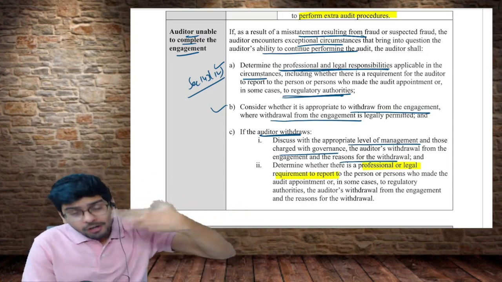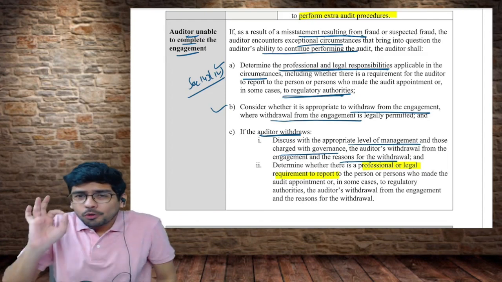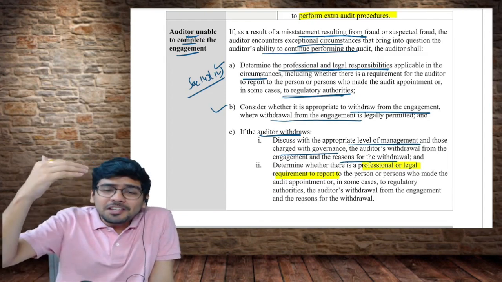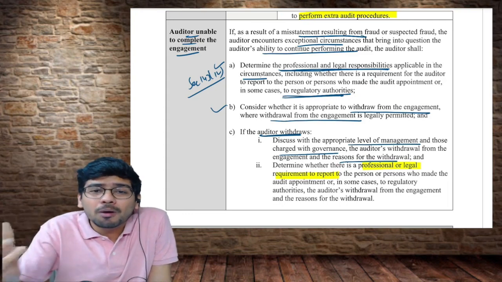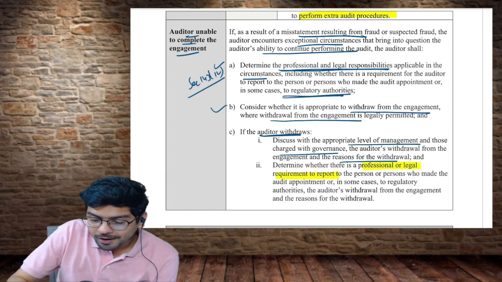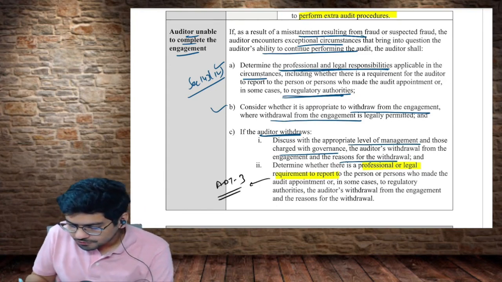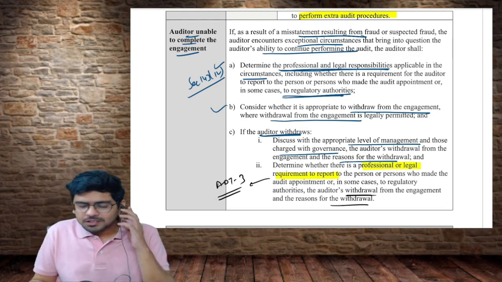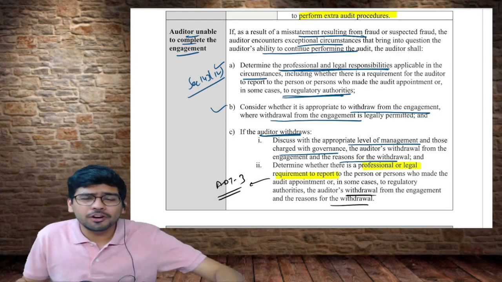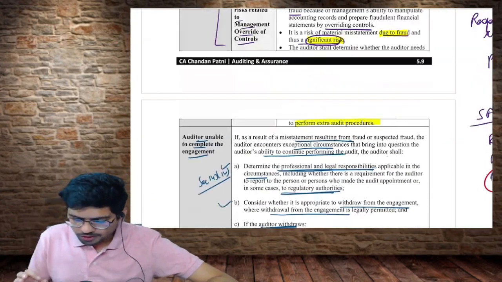Now if he withdraws, he is not going to withdraw randomly. He is going to discuss the reasons with the management and TCWG, and he needs to comply with some regulatory requirements upon resignation. If it is a company, he needs to file ADT 3, and in ADT 3 he needs to state the reasons why he is resigning, quitting or withdrawing from the engagement. So guys, this is all about SA 240.